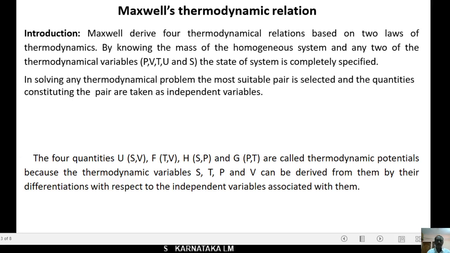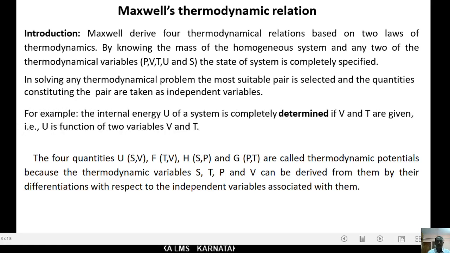In solving any thermodynamical problem, the most suitable pair is selected, and the quantities constituting the pair are taken as independent variables. For example, the internal energy U of a system is completely determined if the volume and temperature are given. That is, internal energy is a function of two variables, volume and the temperature.